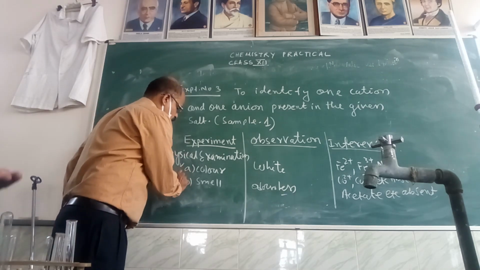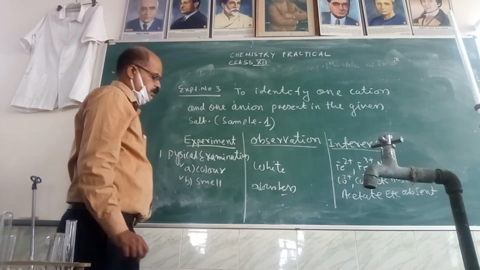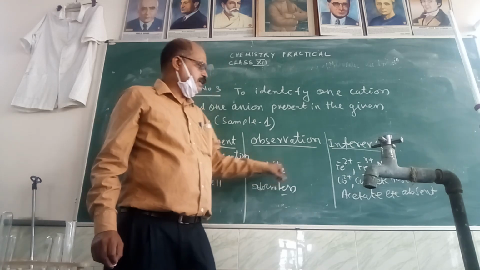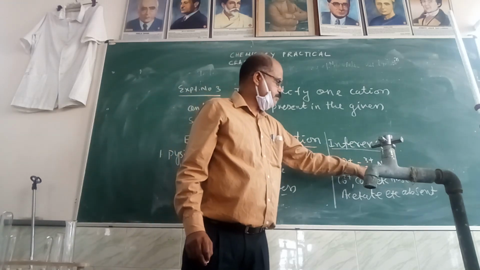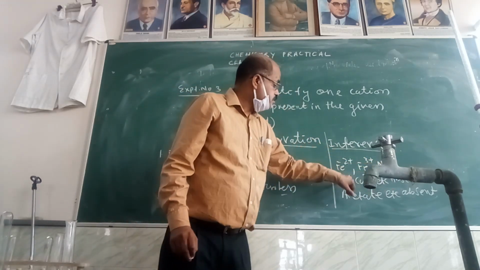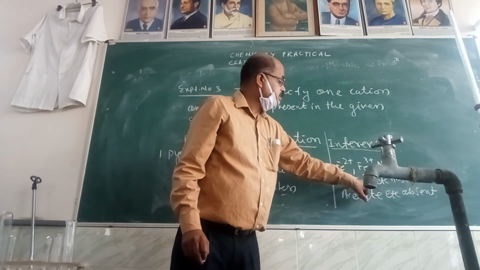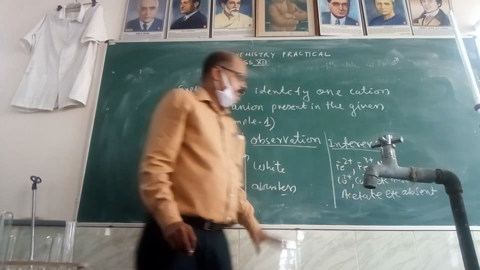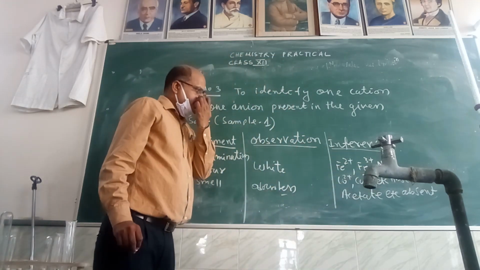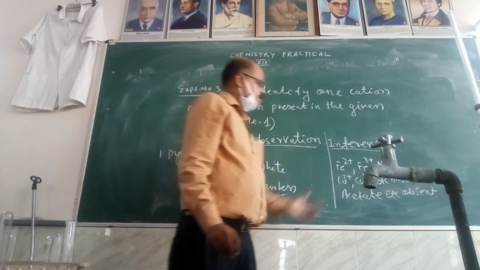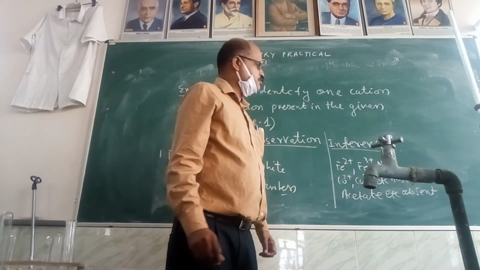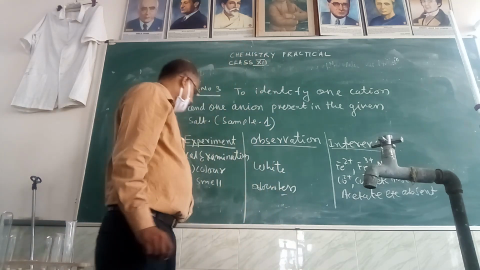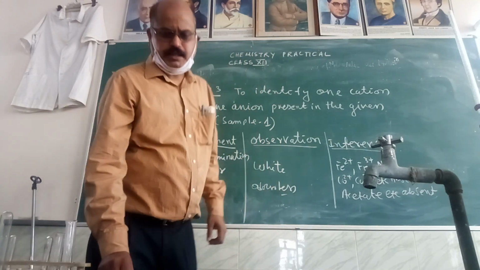In physical examination we will see the color of the salt and the smell of the salt. Color of the salt is white. It means the transition metal ions like Fe2+ ion, Fe3+ ion, Al2+ ion, Co2+ ion, Cu2+ ion are absent in your given sample. So the other cations which may be present are Ba2+ ion, NH4+ ion, Ca2+ ion, etc.